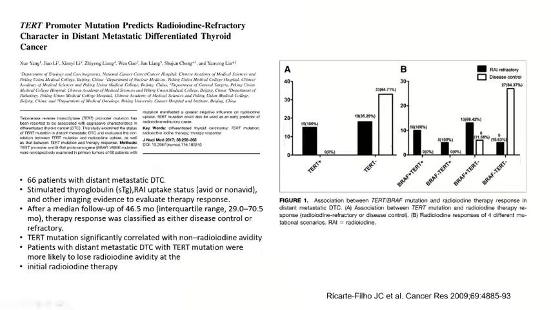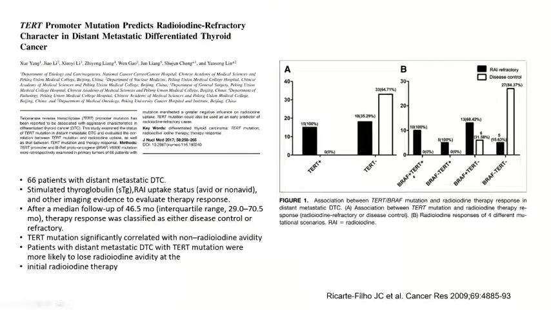Overall, this diagram reports the main results. If you look at TERT positive and TERT negative, they observed that almost all TERT positive tumors did not really respond to radioactive iodine. And for the TERT negative, there was a mixed bag of findings. But on the right, there is a more granular diagram that is very important.